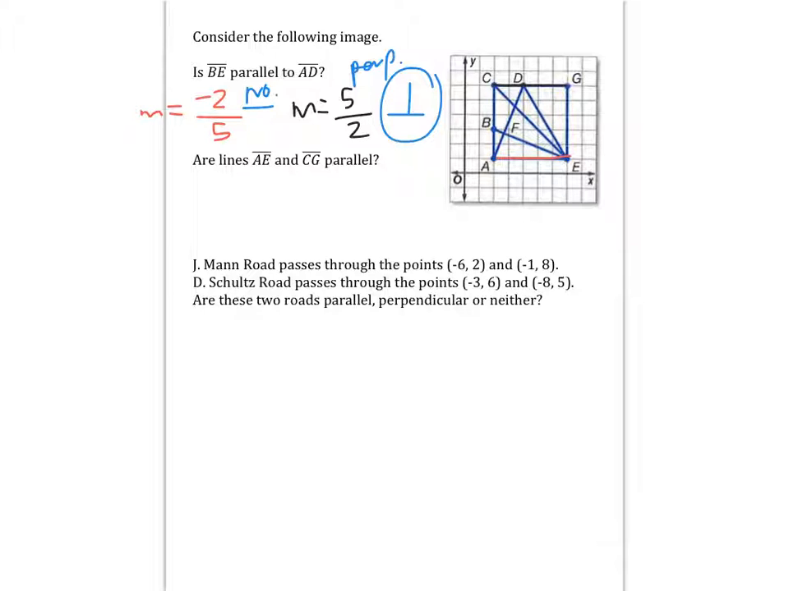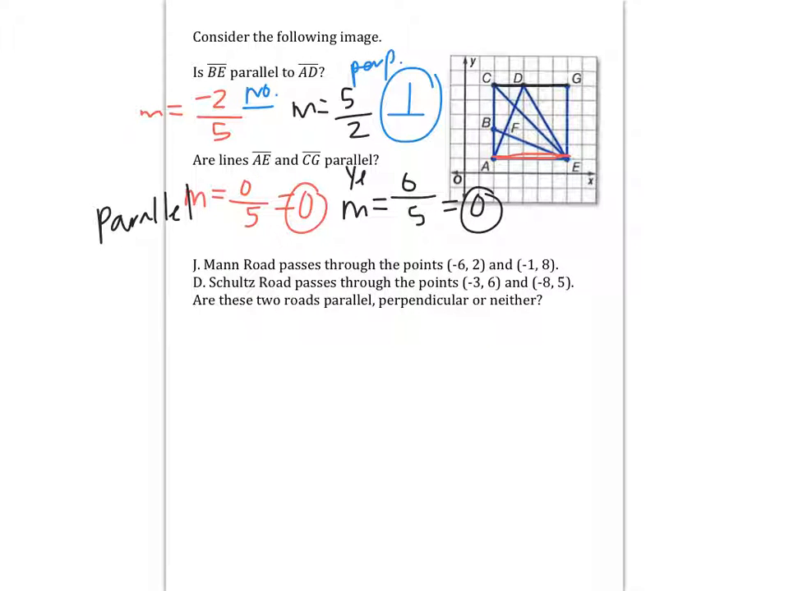So AE, I rise up 0. And then I run 1, 2, 3, 4, 5. So 0 over 5, which is 0. Now for the next one, I rise up 0 and I run 5 again. So 0 over 5 is 0. So my two slopes are both 0, so that means they have the same slope, so they are parallel. So we could say, yes, they are. And again, we confirm that because we know that their slopes are the same.